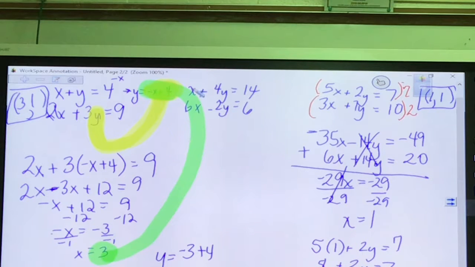Could you choose to eliminate x and multiply the top by -6 and the bottom by +1? Yep. Absolutely. Could you choose to do substitution and get your x by itself? Absolutely, you could do that. We would all end up with the same answer if we all do our math correctly. Now, I'm going to choose elimination. I'm going to eliminate the y's, just like I just said.